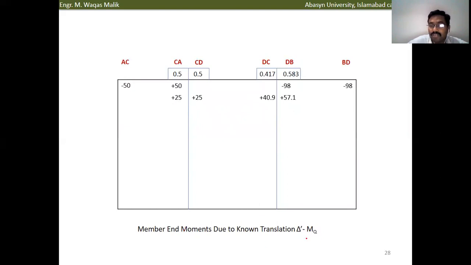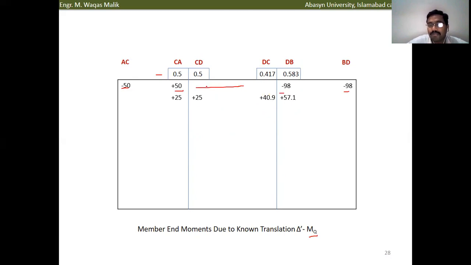for finding the values of this moment MQ. First of all, we are again going to put in the values of the distribution factors, followed by the fixed end moments that we assumed for the member AC, which are minus 50 and plus 50. And for the members DB, that comes out to be minus 98 and minus 98. While for the member CD, there is no displacement, so this moment will be 0.